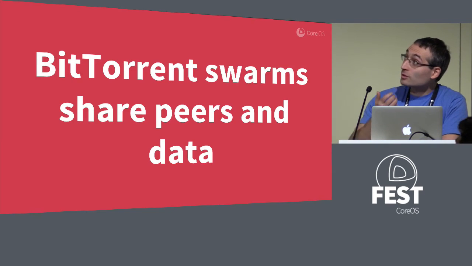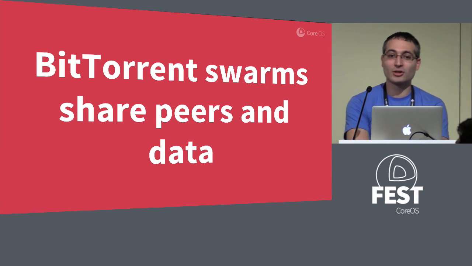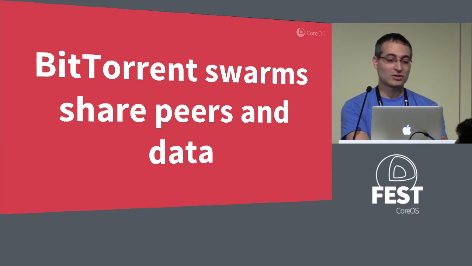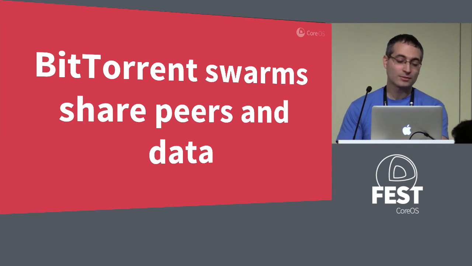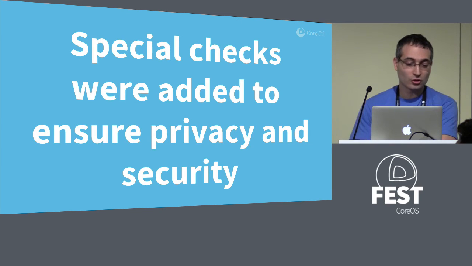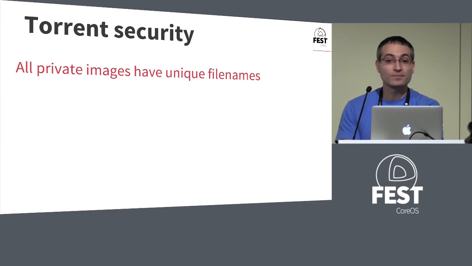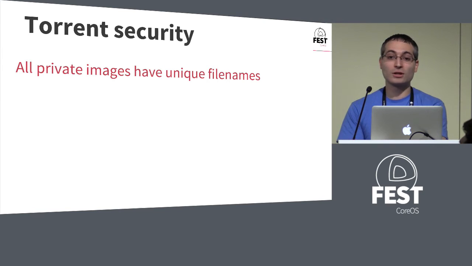Well, BitTorrent swarms share peers and data. So what happens if I have my cluster pulling a private image with sensitive information in it? Is it going to be leaked to the other swarms in the system? Fortunately, no. We added special checks to ensure both privacy and security. In particular, all private images have unique file names. This is actually not just unique to the image, but to the person pulling the image.